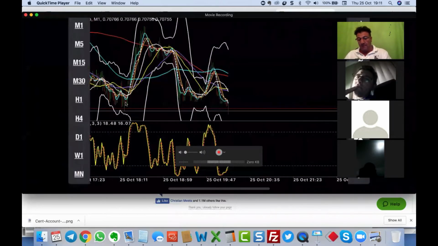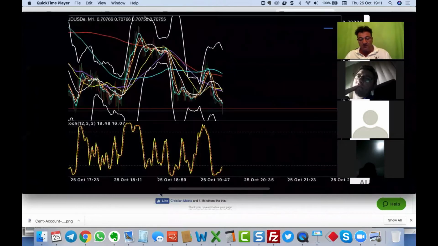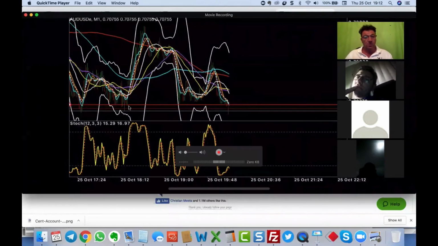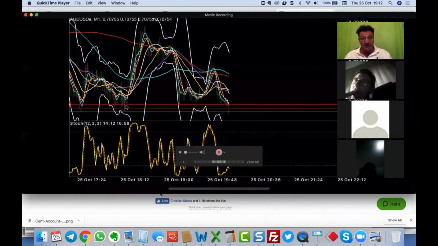So let's draw a line. This is so simple, guys. Check. There's your line. There's your support and your resistance. So it's actually support at the moment. So the price is being supported.